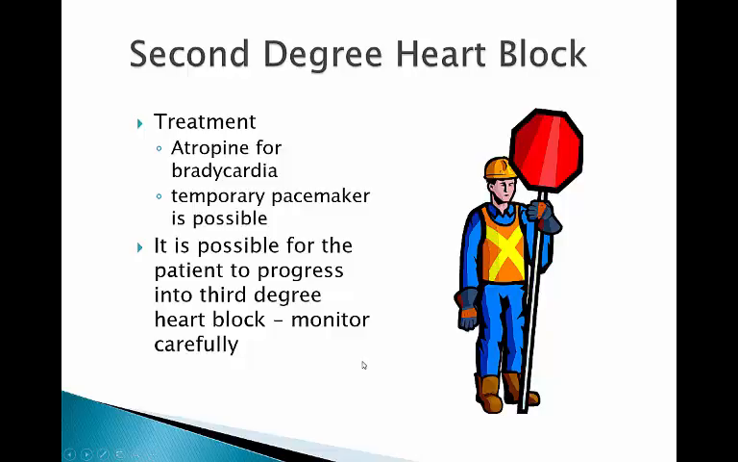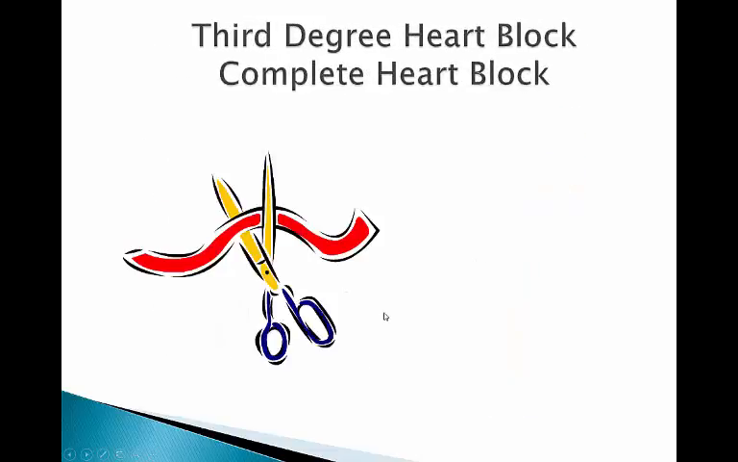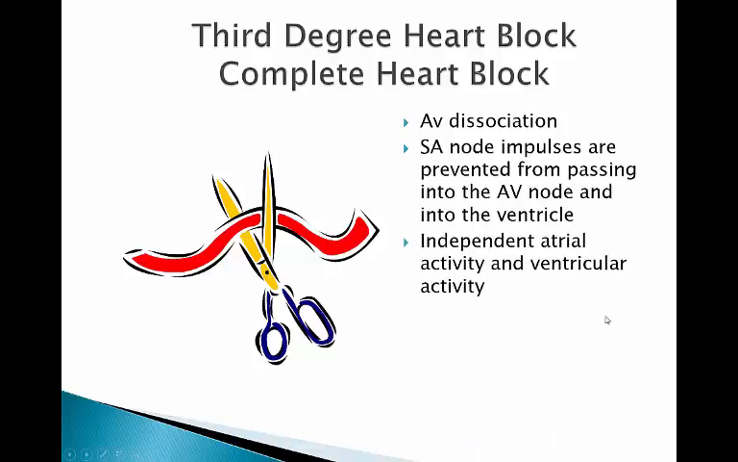And so you say, what's the big deal? Well, let me tell you what the big deal is. Third-degree heart block is also called complete heart block. There is a complete dissociation between the atria and the ventricles. The SA node is making impulses, but they're not making their way into the ventricle. The atria does its own thing, and the ventricle does its own thing, and that's a problem.